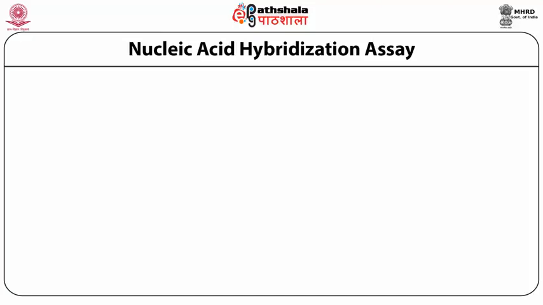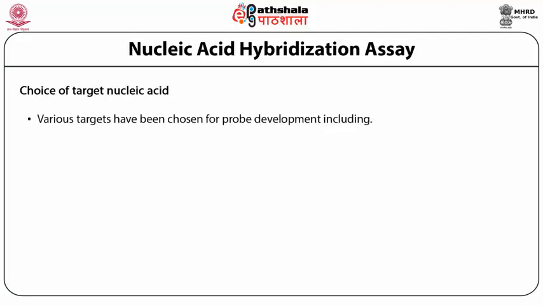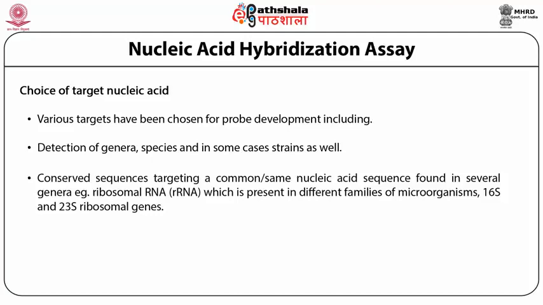The fourth point is the choice of the target nucleic acid, which is very important in the identification of the pathogens. Various targets have to be chosen for probe development, including detection of genera, species, and in some cases strains as well. Generally, conserved sequences targeting a common nucleotide sequence found in several genera, like ribosomal RNA, which is present in different families of microorganisms, are used as the target sequence.